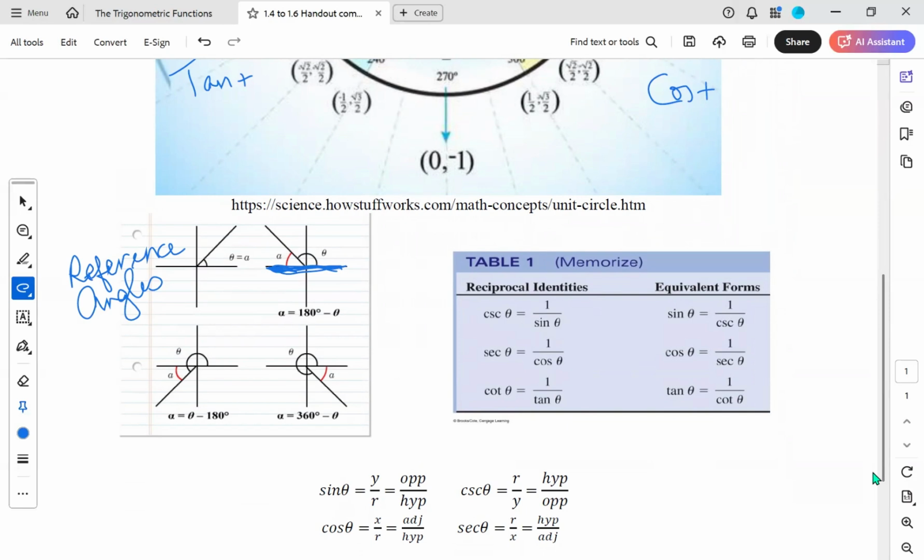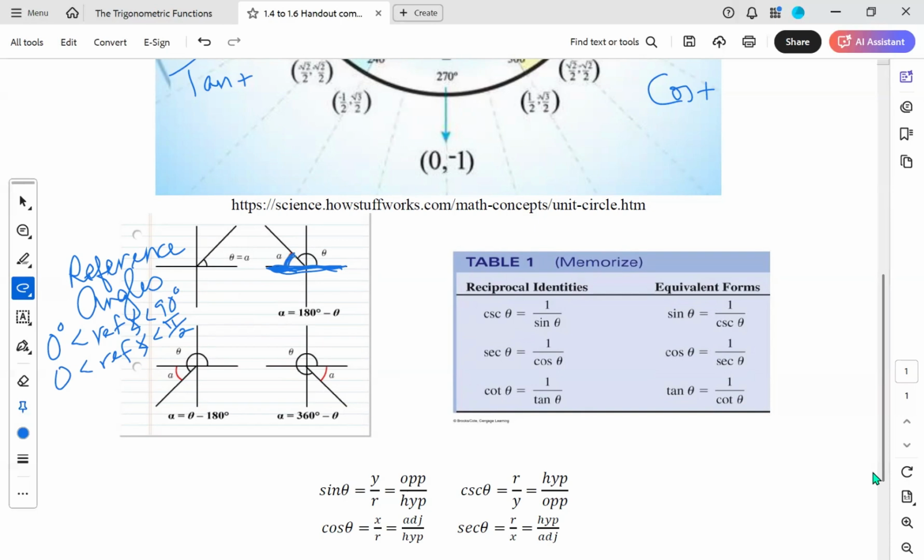Reference angles are anywhere from 0 degrees to 90 degrees, or 0 to pi over 2 in radians. But if you notice, quadrant 1, that's the angle, whatever it is. Quadrant 2, notice that it says alpha. This is your reference angle, this alpha right here.